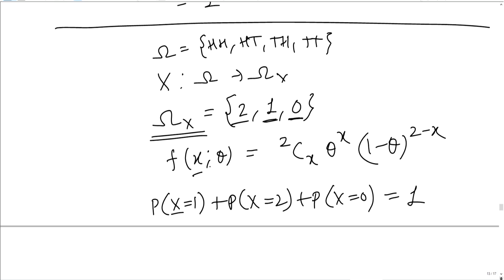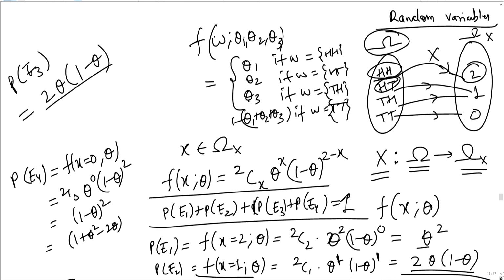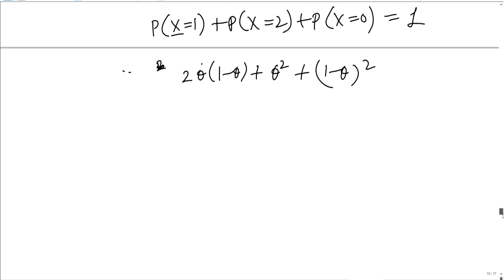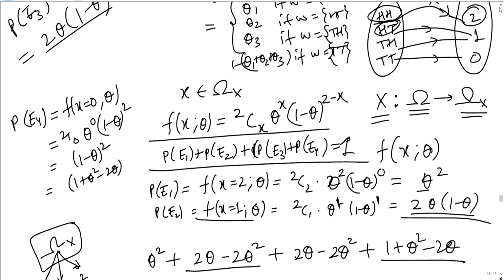We check that when we plug in x equals 1 here, we get 2 into theta into 1 minus theta. When we plug in x equals 2, we get theta square. When we plug in x equals 0, we get 1 minus theta whole square, and when we sum them up, the theta terms go away and we end up getting 1. So the constraints posited by the 3 axioms of probability are satisfied here. This is what we have achieved.